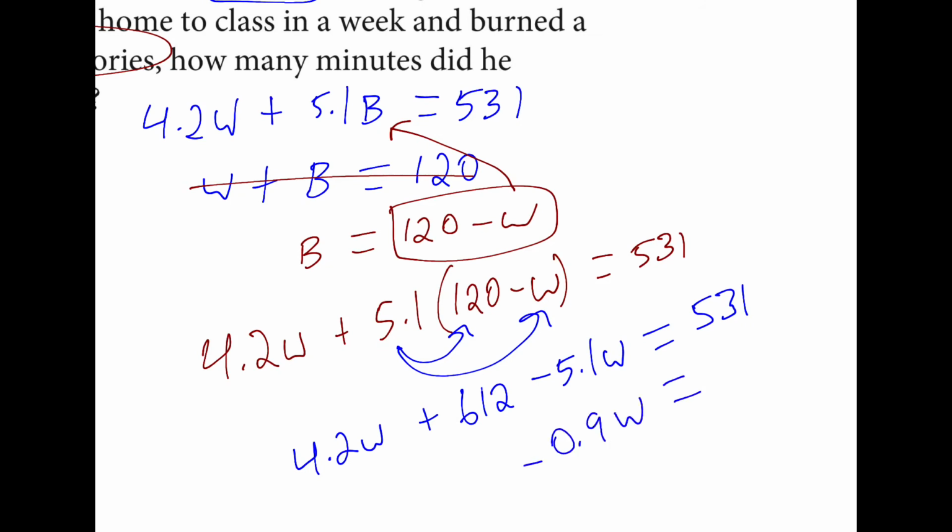And I'm going to move the 612 over to the other side. So I get negative 81. To get rid of the decimal, I can multiply everything by 10. So this is negative 9W is equal to negative 810. And W is just going to equal 90.